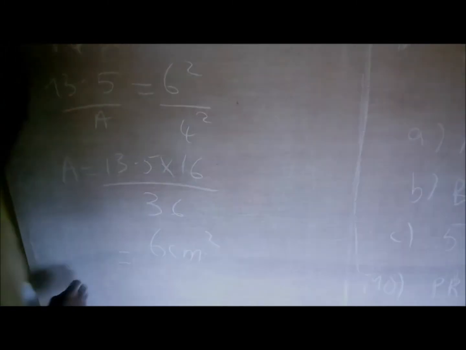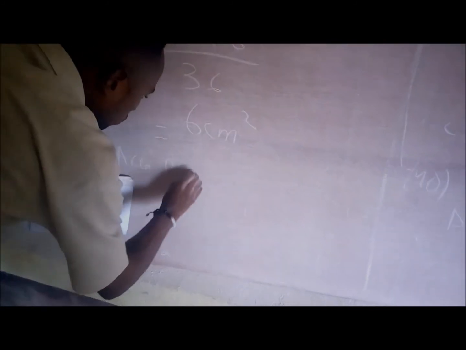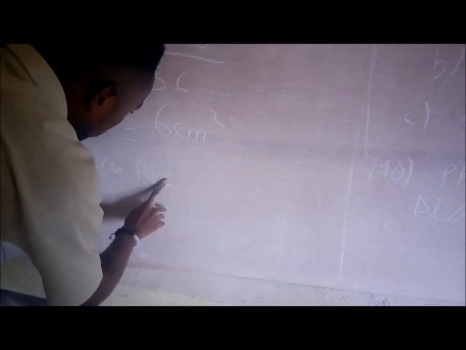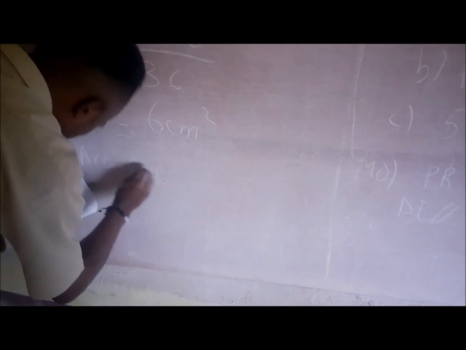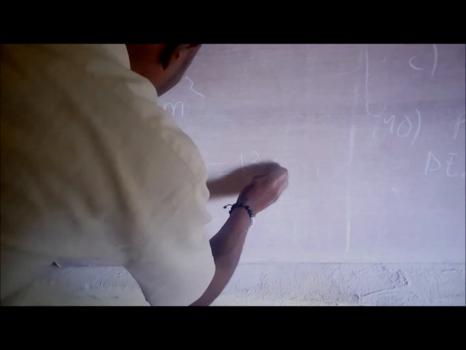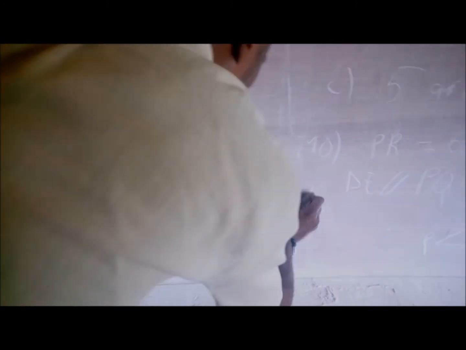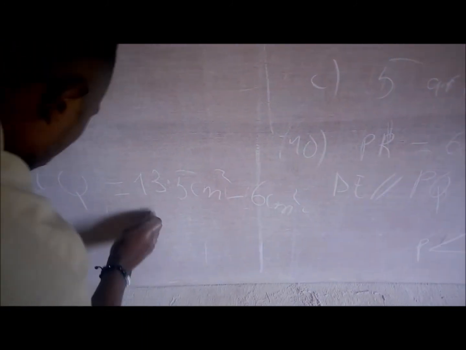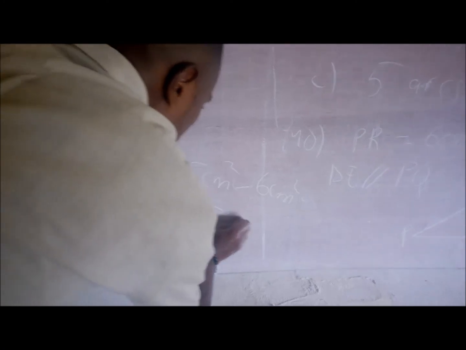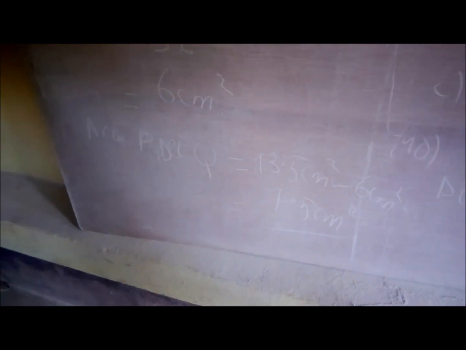Thus the area of DEQR is equal to 13.5 minus this one, which is 6 centimeters squared. You have 7.5 centimeters squared. This is how we do it.